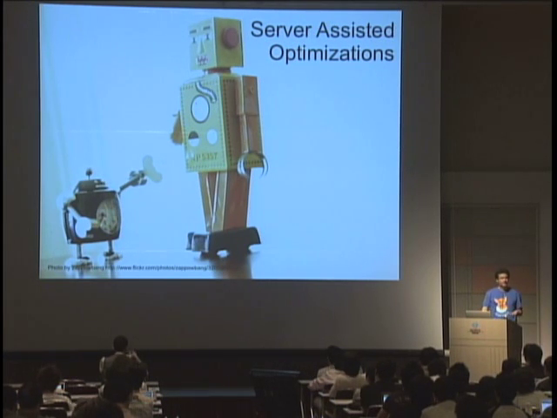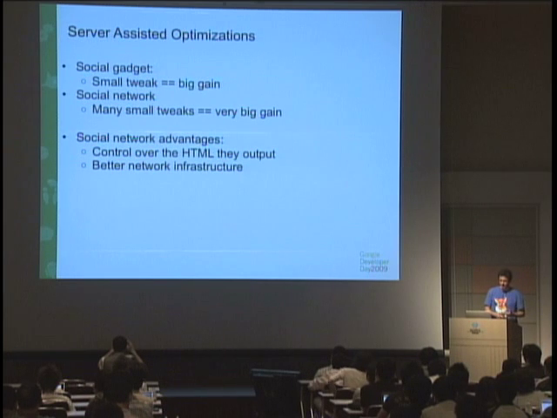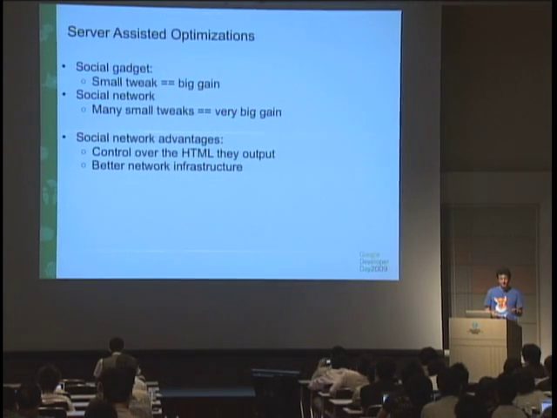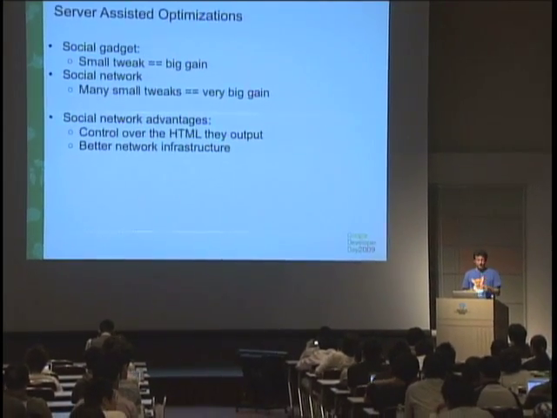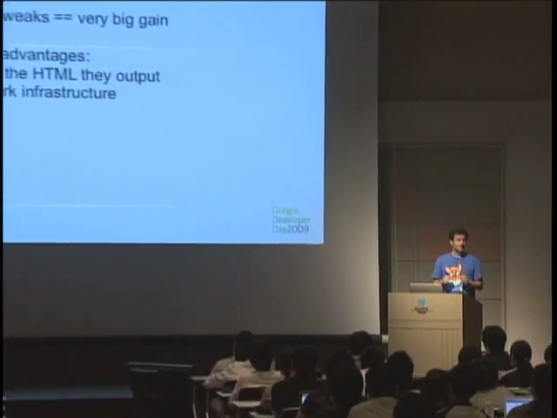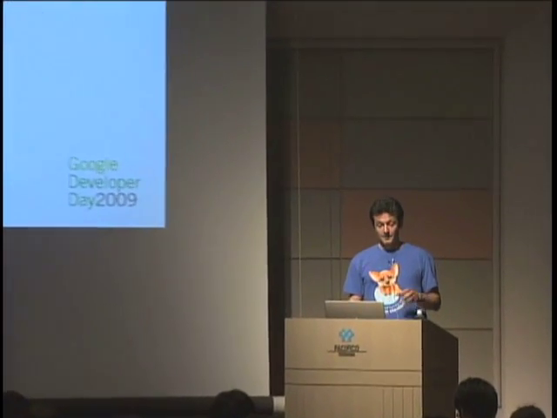There are also some server-assisted optimizations that you can do. So for a social gadget, a small tweak can be a big gain. But for a social gadget in a social network, many small tweaks can be very big gains. The advantage here that social networks have over the developer is that social networks control all the HTML that they output. Your OpenSocial application is an XML file that is fetched by the social network and cached and can be eventually manipulated. It can rewrite it, it can do some optimizations in there.